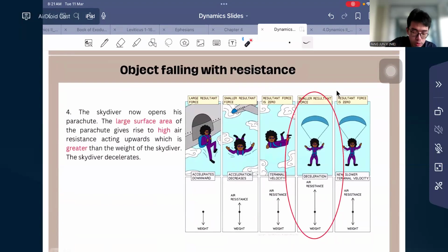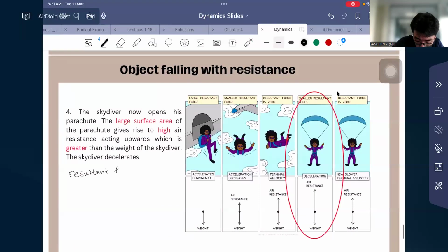And then afterwards, the skydiver will now open his parachute. Once you open the parachute, what happens? The large surface area of the parachute will give rise to a high air resistance acting upwards, which is greater than the weight of the skydiver. So this time around, my resultant force is upwards.